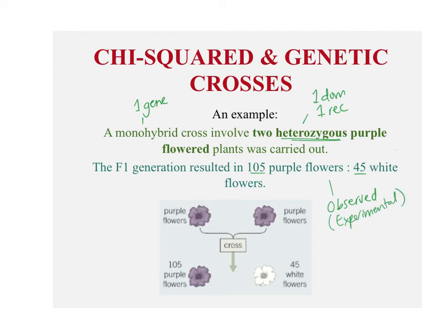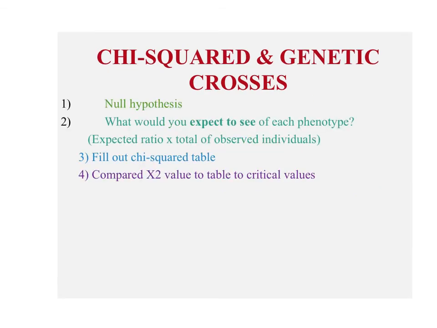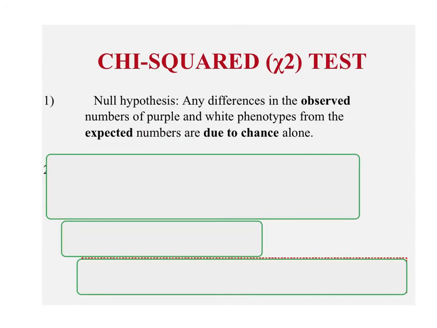Okay, so the first thing we do, we start off with our null hypothesis. So that null hypothesis needs to come first. Then we need to figure out what we would expect to see of each phenotype. We're then going to go through the process of doing our chi-squared table, and then we're going to compare it to the critical values. So we'll take each of those in turn now. So, null hypothesis. Any differences in the observed numbers of purple and white phenotypes, okay, so remember that's our variable, from the expected numbers are due to chance.